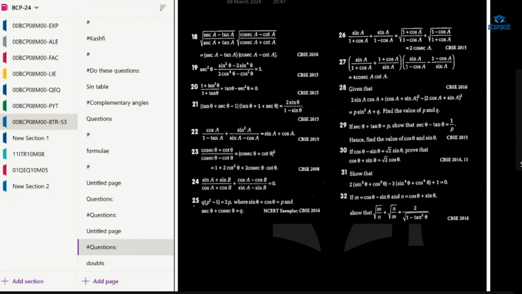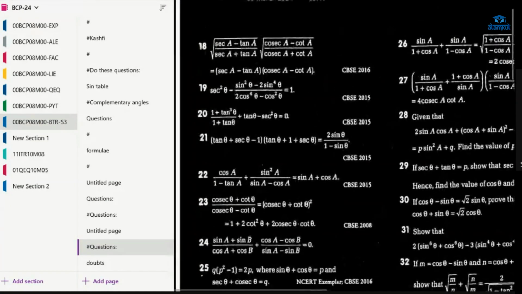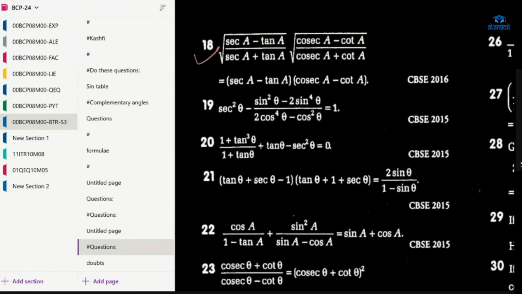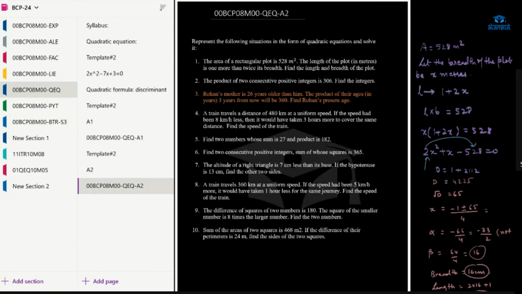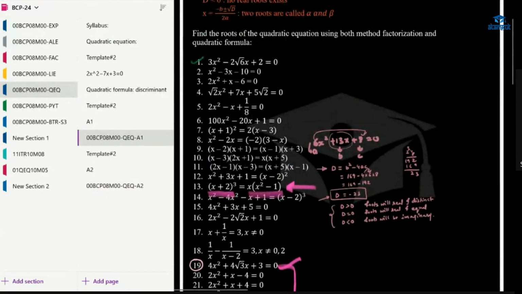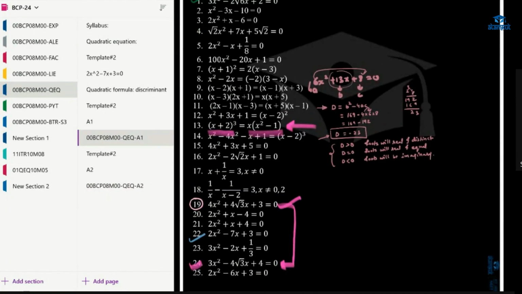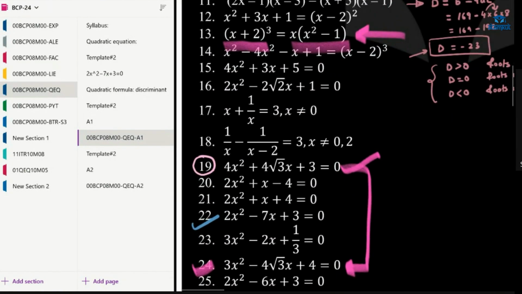Okay. You people are having problems in these types of questions. I've seen this type of question, but this will be harder for you. So let's do some questions for quadratic equations. Okay, so try this question. Try this 18th question. Okay. 18th question.